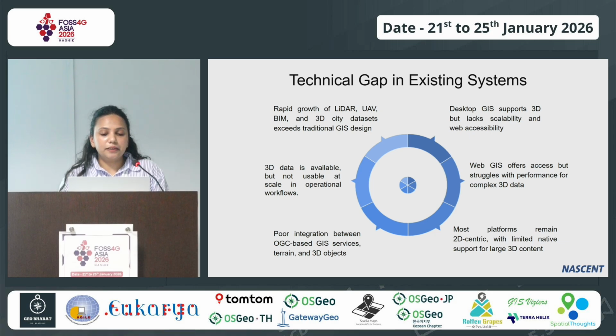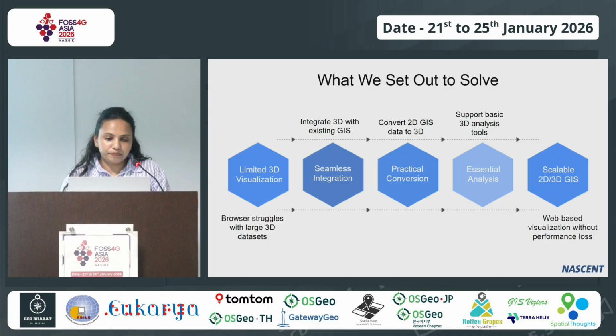So there is a technical gap in existing GIS systems. The rapid growth of LiDAR, UAV, and 3D city datasets exceeds traditional GIS design. 3D data is available but not usable at scale in operational workflows. Desktop GIS supports 3D but lacks scalability and web accessibility. WebGIS offers access but struggles with performance for complex 3D data. Most platforms remain 2D centric with limited native support for large 3D content, and there is poor integration between OGC-based GIS services, terrain, and 3D objects.